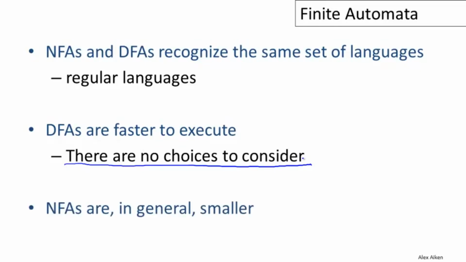However, there are some advantages to NFAs. They are in general much smaller than DFAs. In fact, they can be exponentially smaller. So the smallest NFA may be much, much smaller than the smallest equivalent DFA for the same language. And so essentially there's a space-time trade-off between NFAs and DFAs. NFAs might be more compact, but DFAs will be faster to execute.